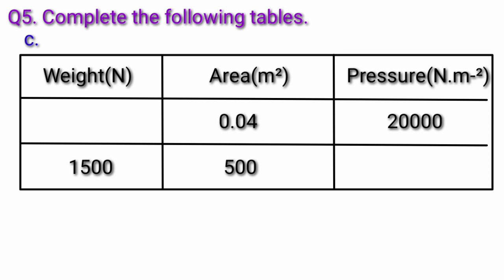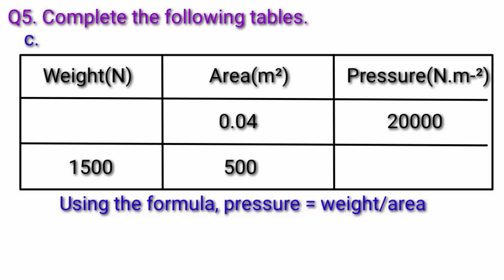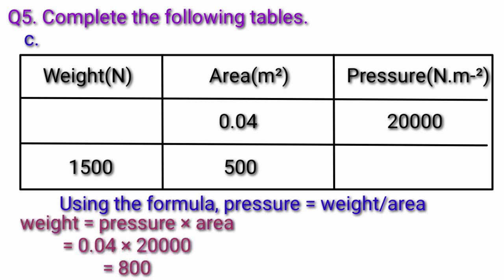Now third table, question C. Here weight, area and pressure table is given. In first row we have to find the weight where area and pressure are given. So we will find this using the formula pressure is equal to weight divided by area. So in this we have to find the weight. So weight is equal to pressure into area. So we multiply. So 0.04 multiplied by 20,000 is equal to 800. So we get weight N is equal to 800.